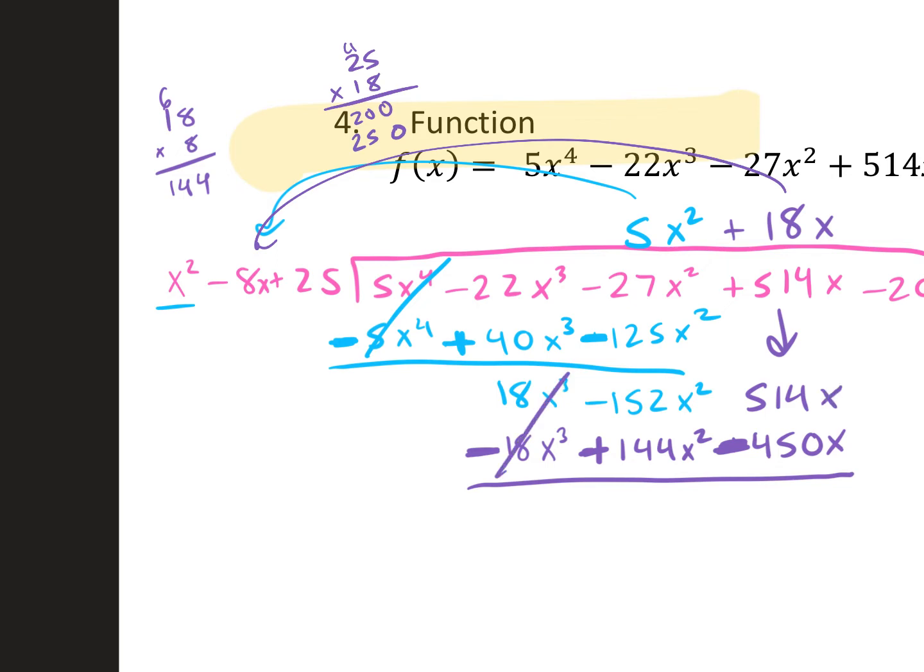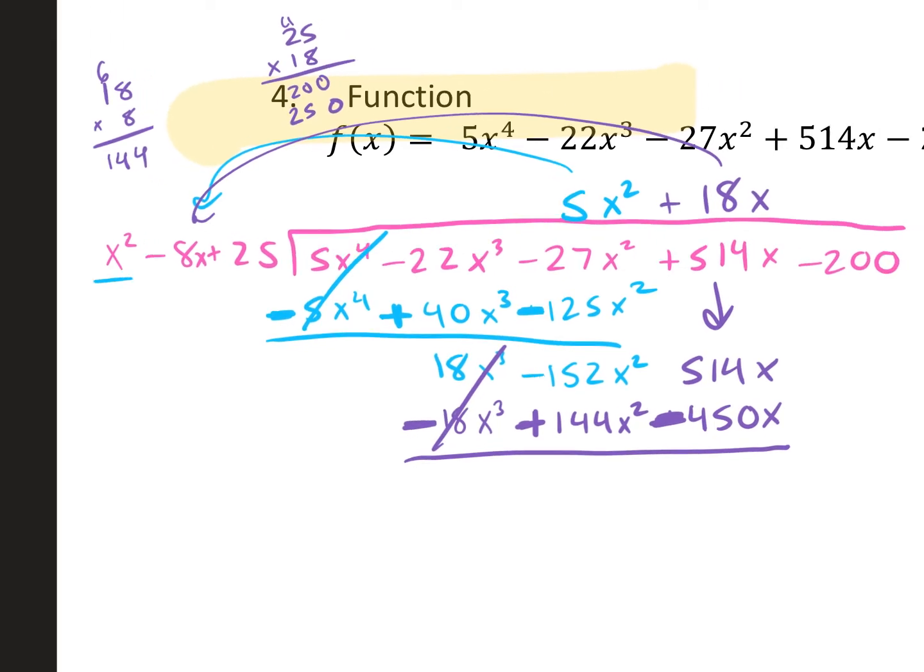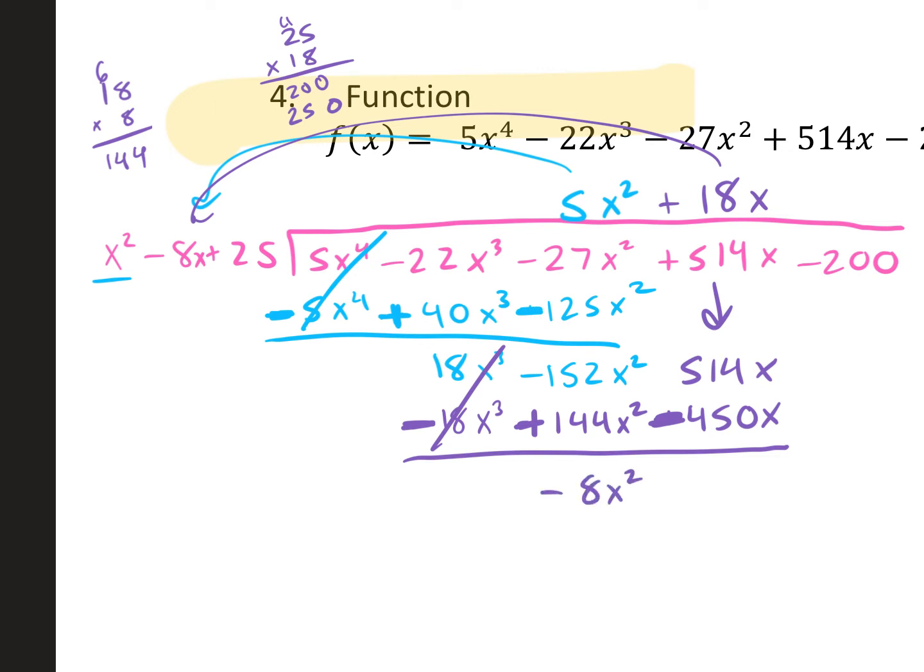So the x cubes cancel. Negative 152x squared plus 144x squared would be negative 8x squared. And then positive 514x minus 450x, 64, so plus 64x.